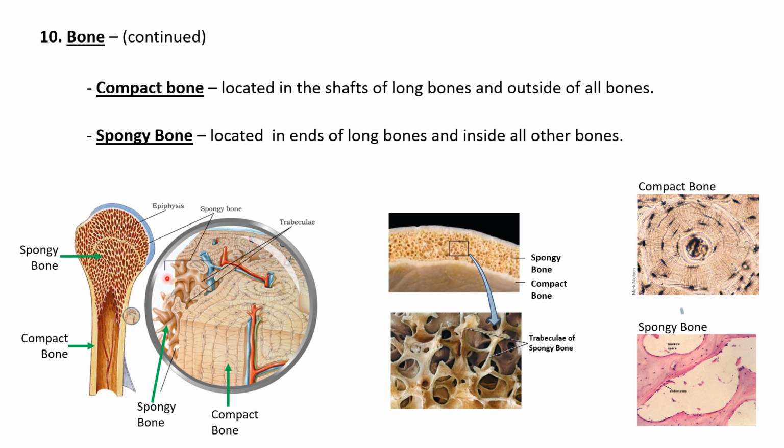Here's some spongy bone here, and here's compact bone here. Here's spongy bone here, or in the middle here, spongy bone. And here's compact bone. Compact bone, it's strong and looks like tree trunks, so strong like trees. And spongy bone is right here, you have little plates called trabeculae. Either way, the osteocytes are in spaces called lacunae.